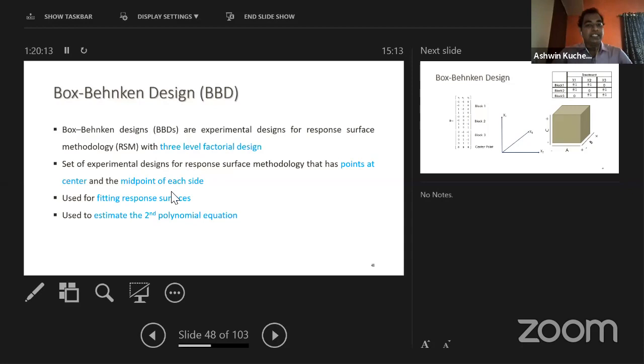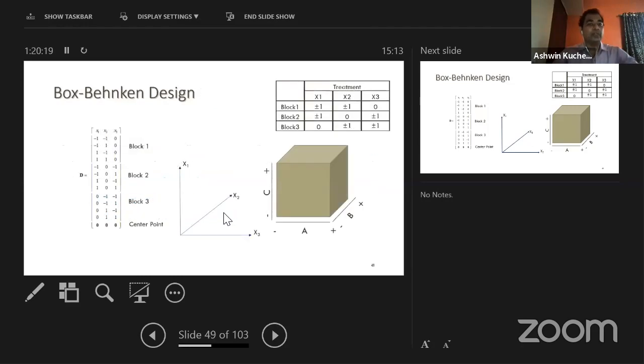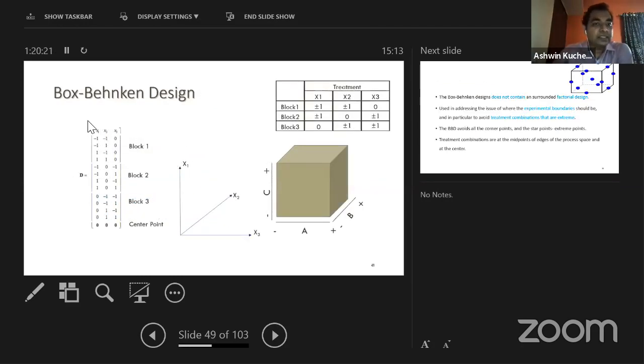It is used for fitting the response surface and used to estimate the second-order polynomial equation. Now, what does this mean? Like central composite design, we have different blocks: block 1, block 2, block 3, where each factor is given a range of levels: 0 for x3, 0 for x2, 0 for x1, and this is the center point, which has its midpoint like 0. So these are different axes for the x, a, b, and c factors.